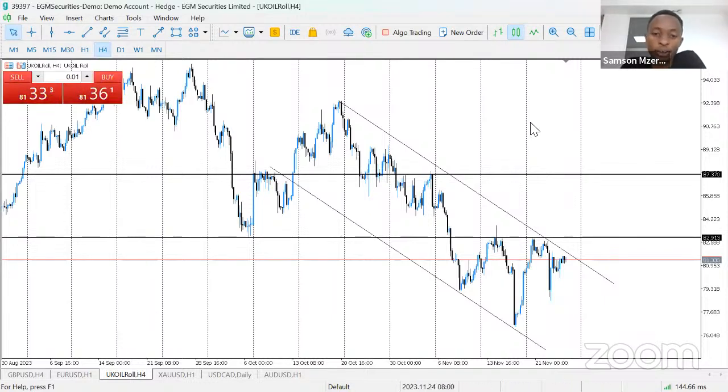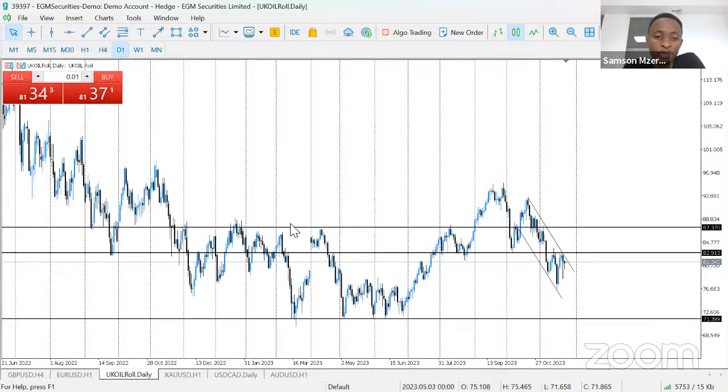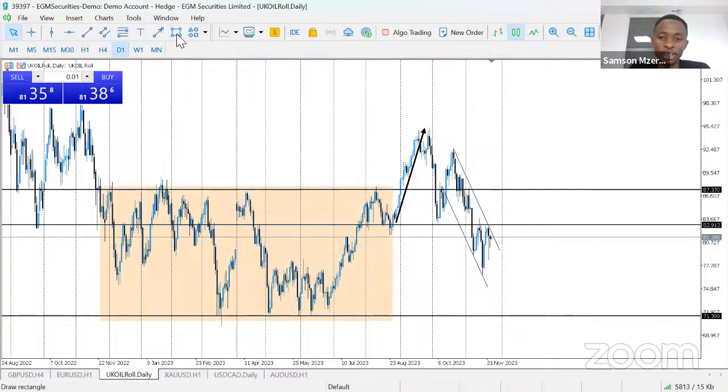Okay. Next, we have UK oil, which has been on a downwards trend. Earlier we mentioned that for UK oil, before the news of the crisis in the Middle East, we were in a range for the better part of the year. And then when the situation in Israel happened, we had this push upwards, and it seems like the reaction has died down, and we are finally back into this range.